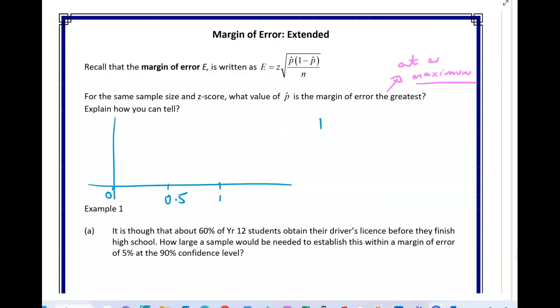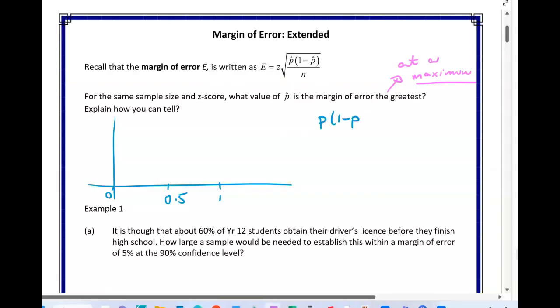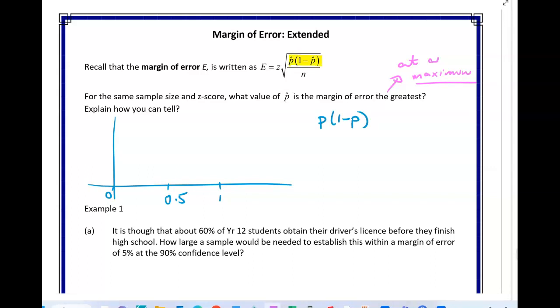So when we multiply P by 1 take P, just that part of the formula, I guess, the highest number that you can get is based on P being 0.5. And we can see that graphically very quickly because that's a quadratic. Your roots are 0 and 1. It is a quadratic with a maximum turning point, and the maximum occurs at 0.5. So that's why.